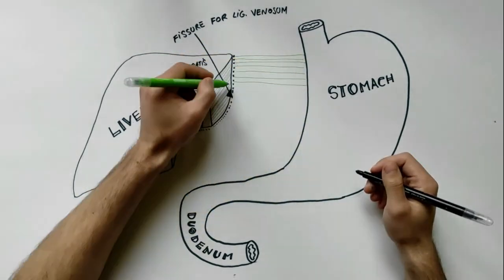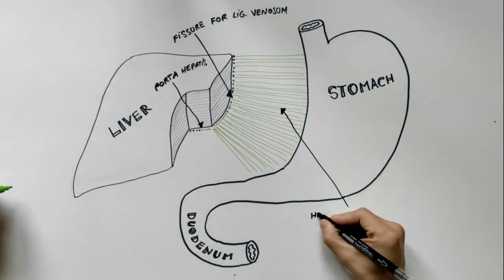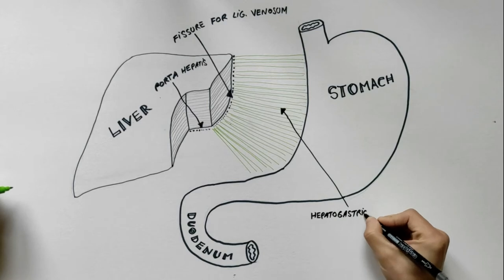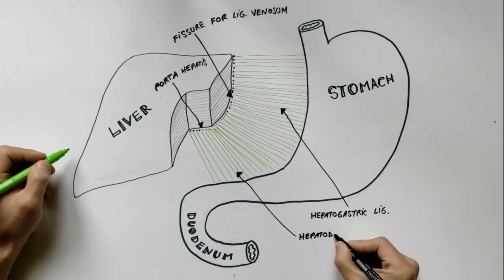The part of the lesser omentum between the stomach and liver is called the hepatogastric ligament, and the part between the duodenum and liver is called the hepatoduodenal ligament.